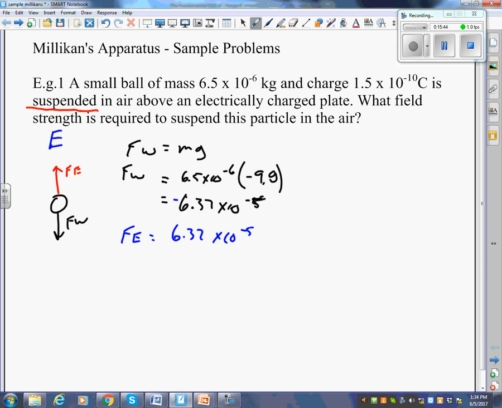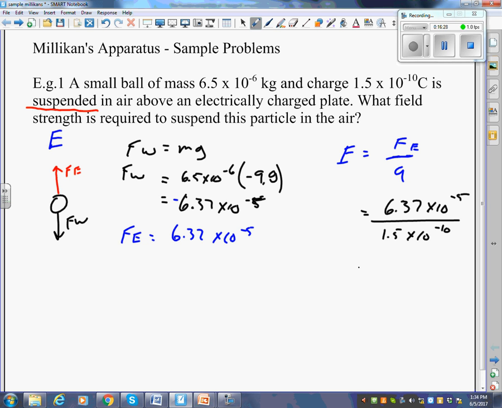Okay, so that's what you're going to plug into E equals F over Q. Oh, we don't have charges. So now we do E equals... Q is charge. So the Fe here is 6.37 times 10 to the minus 5. Now the charge has to be in coulombs. Okay? Charge has to be in coulombs. So 1.5 times 10 to the minus 10.